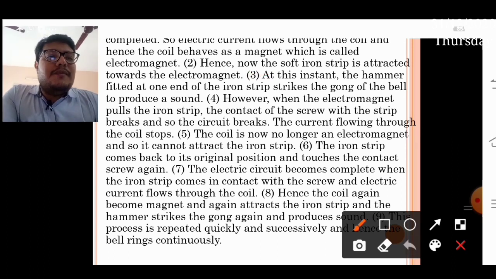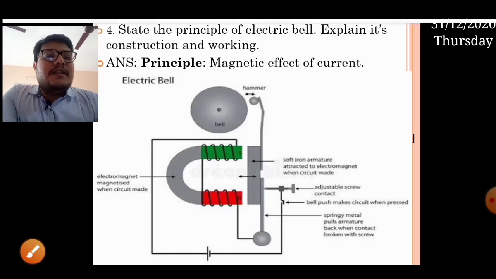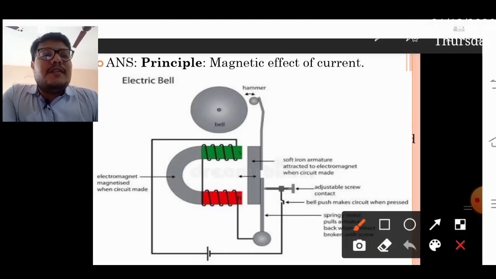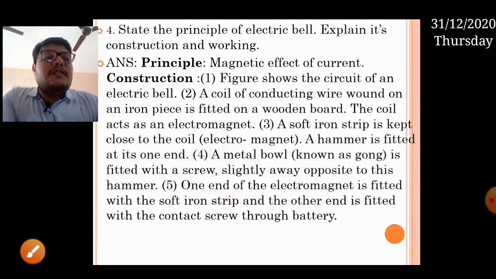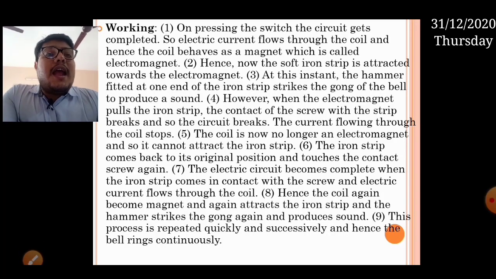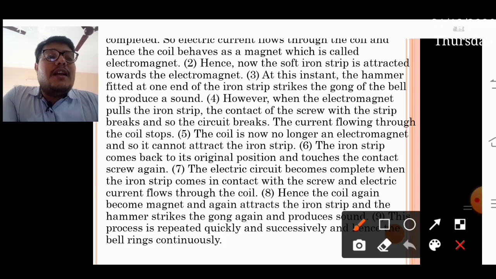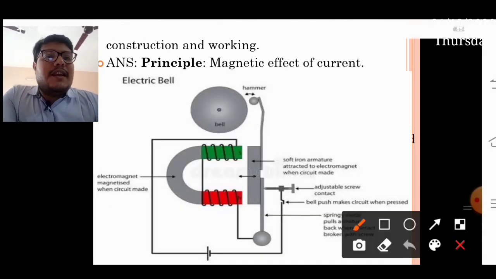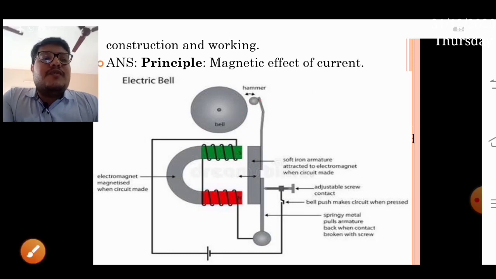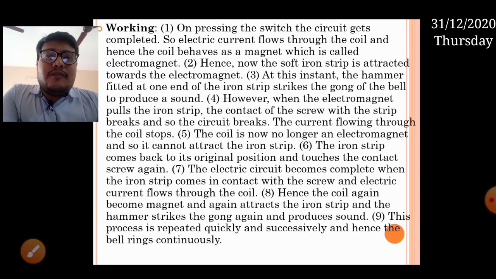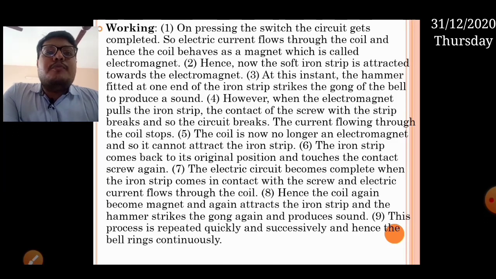Let's go back to the figure. This is your soft iron strip, and it gets attracted towards the magnet, right? Now see the third one. At this instant, the hammer fitted on the end of the iron strip will strike the gong. Now what is this gong? Gong means the metal bowl which is connected here. This is the gong, right? So when the circuit completes and the coil behaves as an electromagnet, instantly the hammer fitted on the end of the iron strip strikes the gong of the bell to produce the sound.